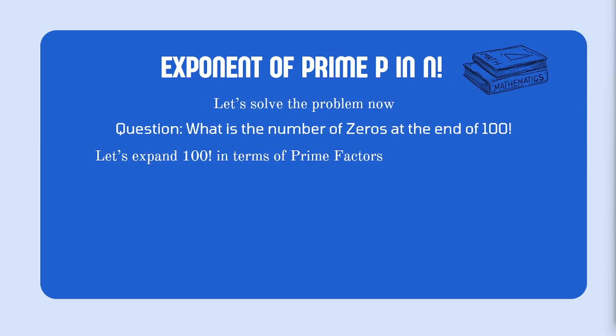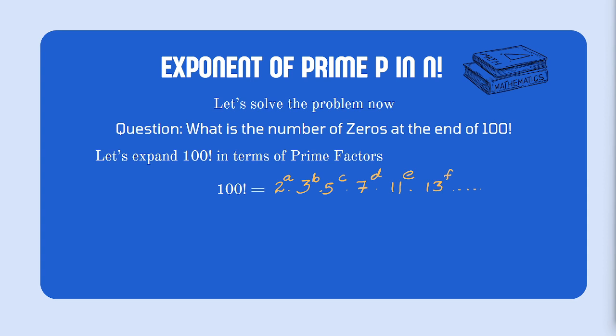Let's solve the problem now. What is the number of zeros at the end of 100 factorial? Let's expand 100 factorial in terms of prime factors. That would be 2 to the power of a times 3 to the power of b times 5 to the power of c times 7 to the power of d times 11 to the power of e times 13 to the power of f. It would look something like that.